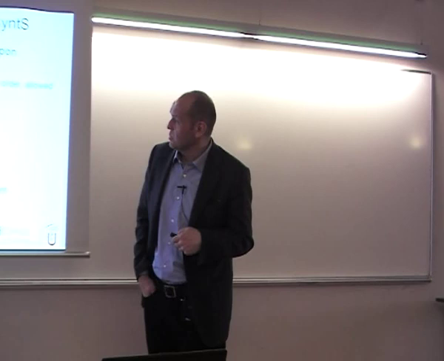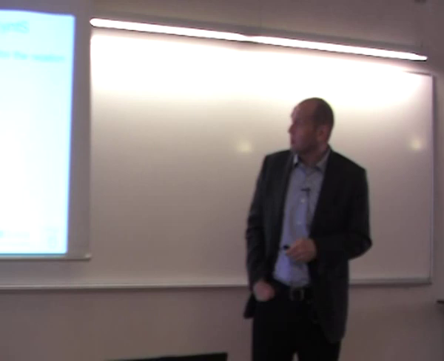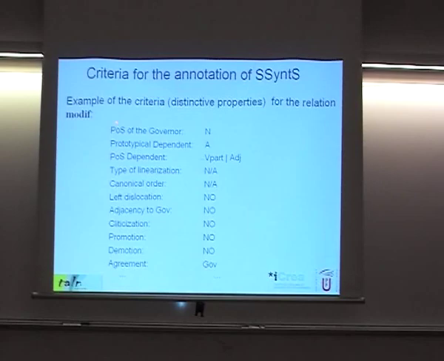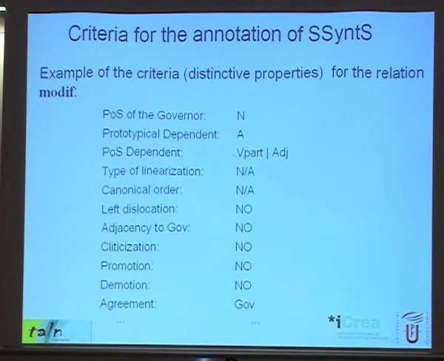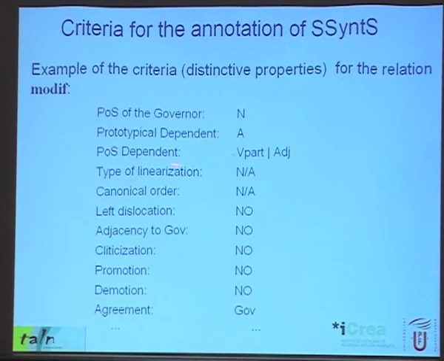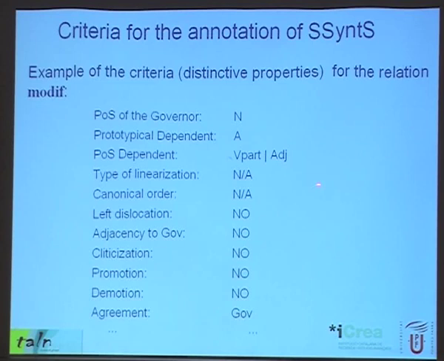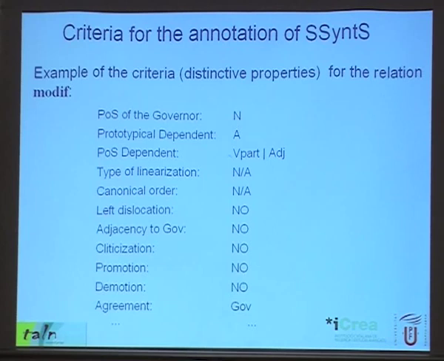Just to give you an example, if we have the modif relation, we can say, among other criteria, the part of speech of the governor is noun, predicate, dependent adjective. We distinguish between deep and surface part of speech. The dependent is either a participle or an adjective; type of linearization, in Spanish, is a little bit different, etc. So once we have those, we have a lot of criteria, and we'll see later up to 80 different relations. If you give all those criteria to an annotator, people will struggle with them, and the inter-annotator agreement risks being rather poor.